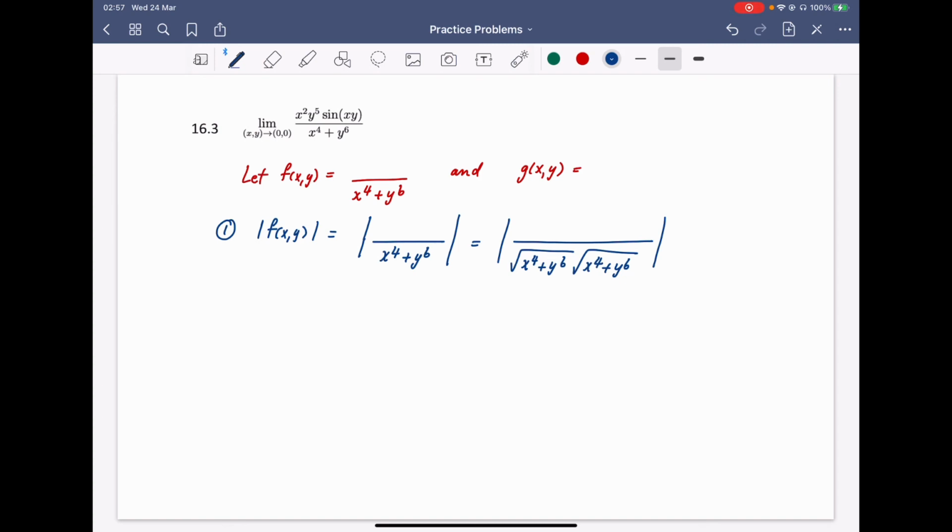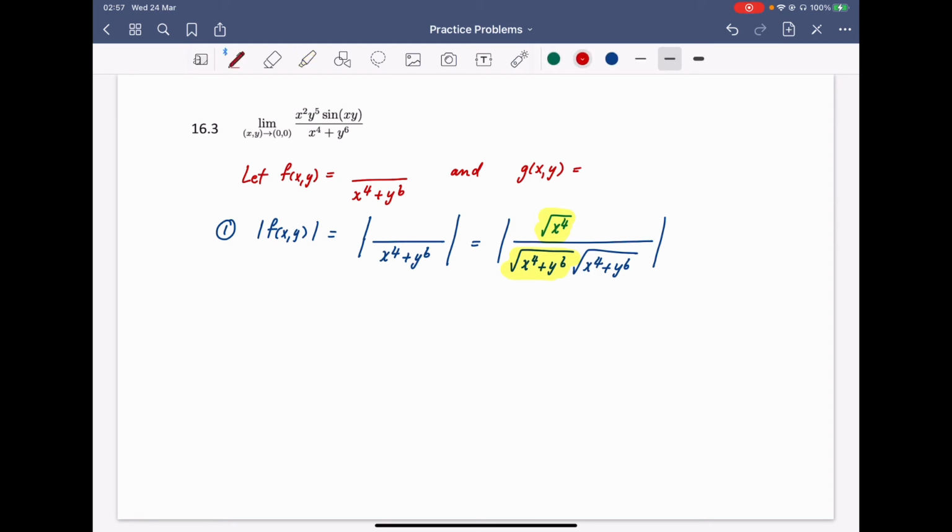Now we can see that, if you look at my yellow highlighter, I have the square root of x to the 4th power plus y to the 6th here. So if on the top I have something like the square root of x to the 4th power, that would be good, because I can group the yellow one together. And then I can have a bound that I want.